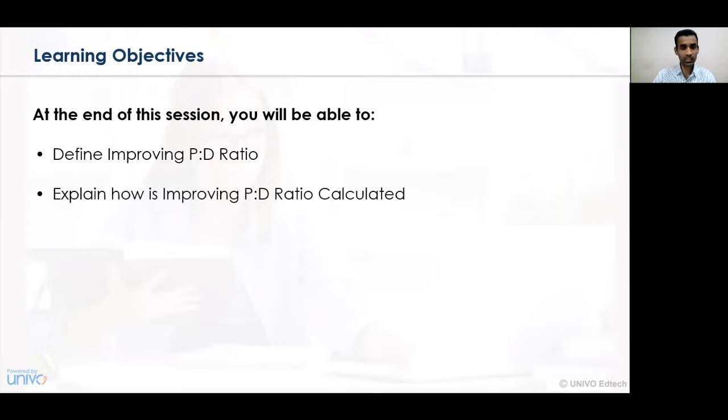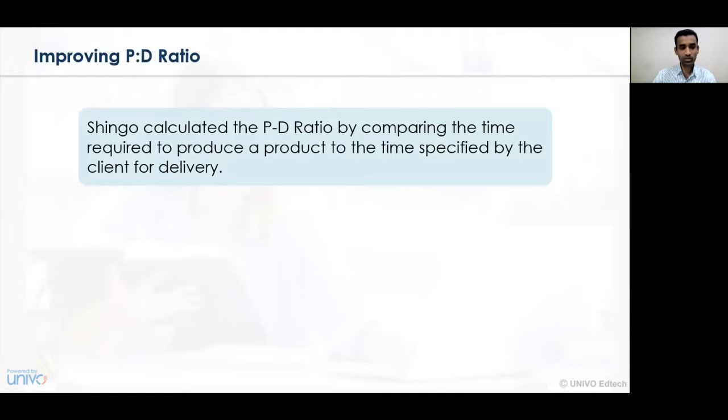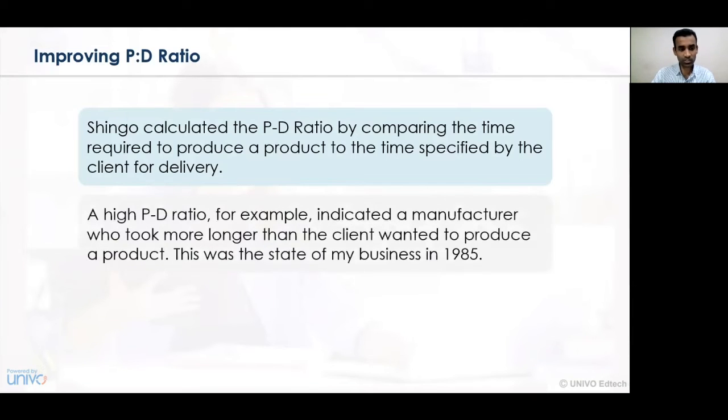Let's first understand what we mean by the PD ratio. This terminology was provided by Shingo. Shingo calculated the PD ratio by comparing the time required to produce a certain amount of goods and services to a specified timeline. When goods and services need to be manufactured, and then move from one person to another, or one assembly line to another, the period during which the delivery time is taken is called the PD ratio, that is, the product to delivery ratio.